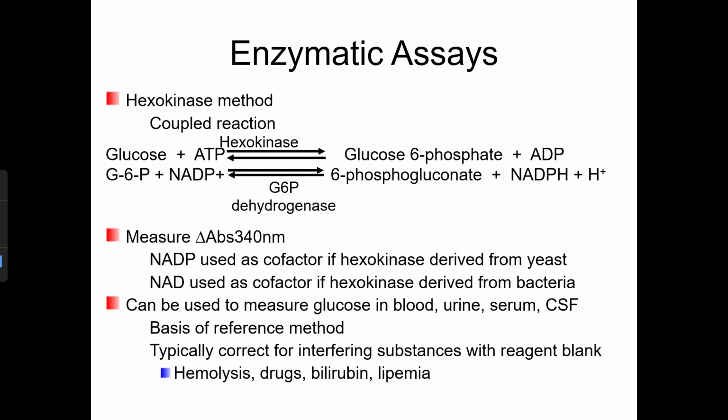NADP is used as a cofactor if hexokinase is derived from yeast. NAD is used as a cofactor if hexokinase is derived from bacteria. It can be used to measure glucose in the blood, urine, serum, CSF. And this is the basis of the reference method, typically corrected for interfering substances with reagent blank. Hemolysis, drugs, bilirubin, lipemia are all issues that are associated with those interfering substances.